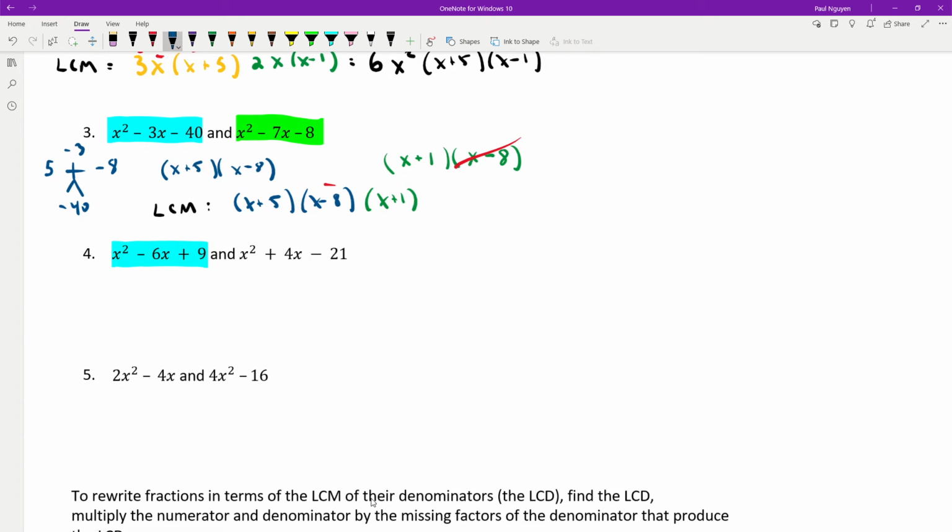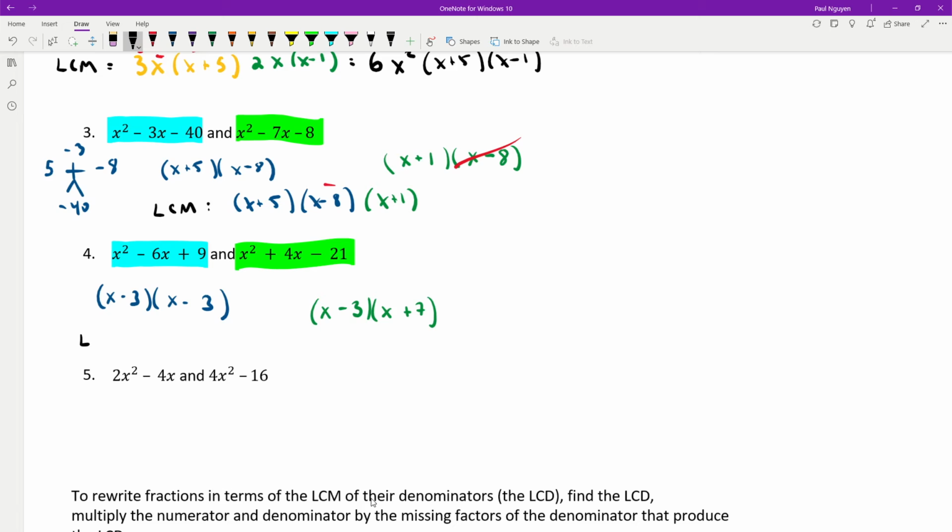You've got two numbers that multiply to 9 that add up to negative 6. Seems like negative 3 and negative 3 fit the bill here. And here we have two numbers that multiply to negative 21 that add up to positive 4. Seems like 7 and 3 are good picks, where the bigger one is positive.